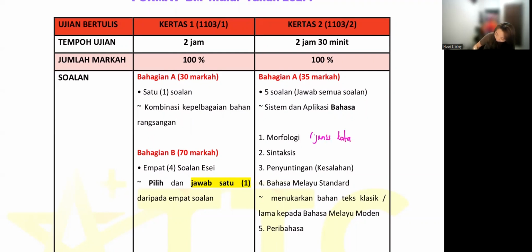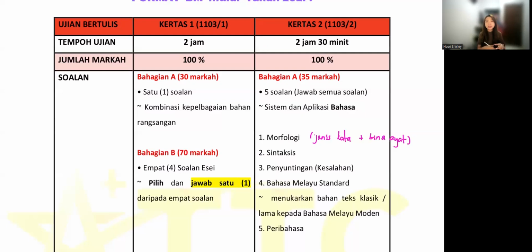And also bina ayat. What does jenis kata mean? For example, they will give you a paragraph, satu petikan, and ask you to look for the kata nama from the petikan. After that, you need to identify which one is the kata nama, and then bina ayat, construct a sentence based on the terms you found.